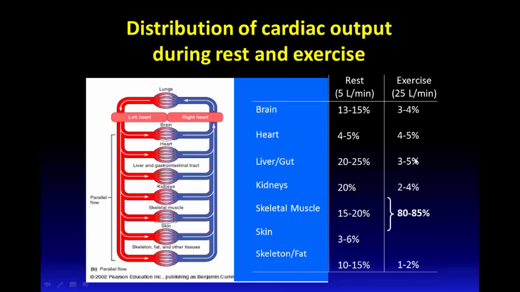And here we have the distribution of the cardiac output during rest and during exercise to the different tissues of the body. It is obvious from this figure that during exercise, most of the blood, approximately 80 to 85% of the cardiac output, goes to the skeletal muscles through the arterioles and the capillaries which we have in the skeletal muscles, because the skeletal muscles would require more nutrients and more oxygen supply during exercise.